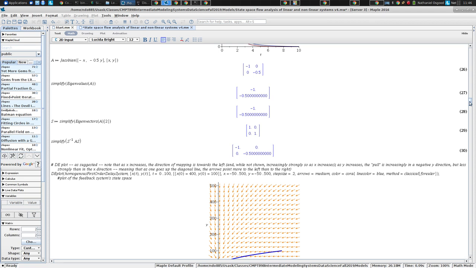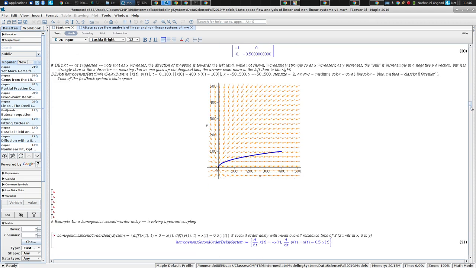Now here's the phase space portrait of this, ladies and gentlemen.